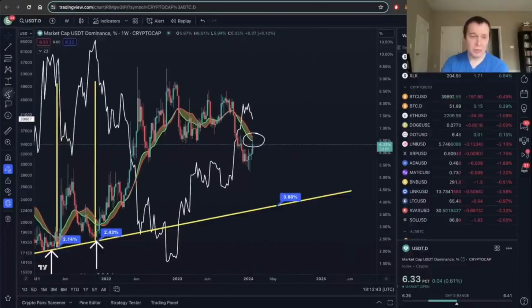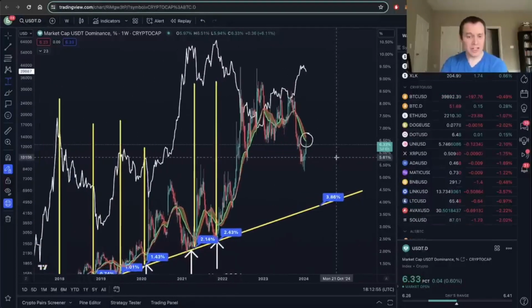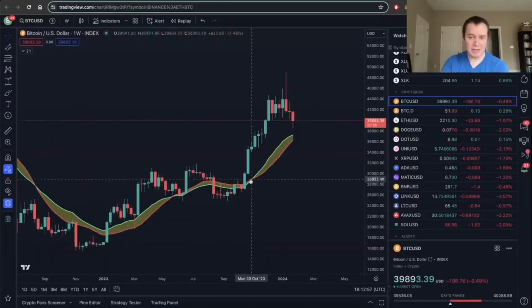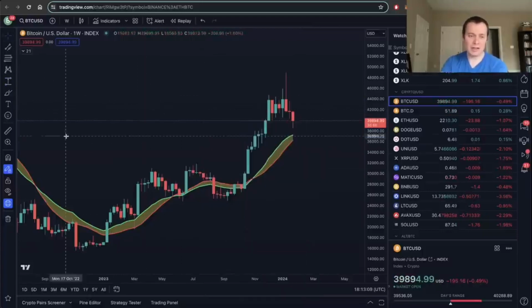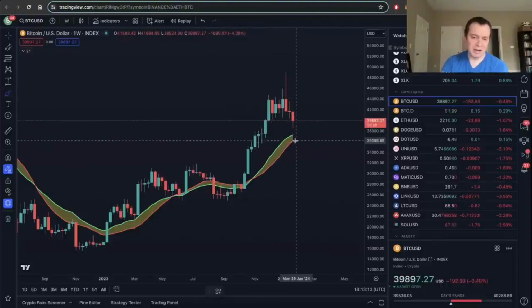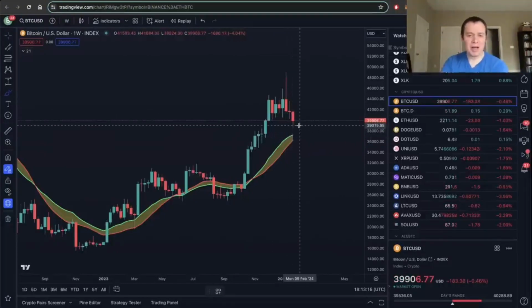In fact, we would only need to see USDT dominance go up about 4 to 5%, and there you have it. It's at the 20-week SMA, which is coincidental because Bitcoin happens to be about 6% from its bull market support band, the 21-week EMA. So on one hand, you have Bitcoin sort of fading here, and I don't know if it's going to tag here or not, but imagine if it did.